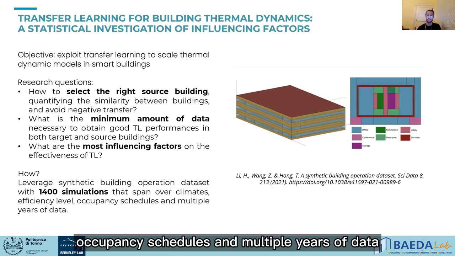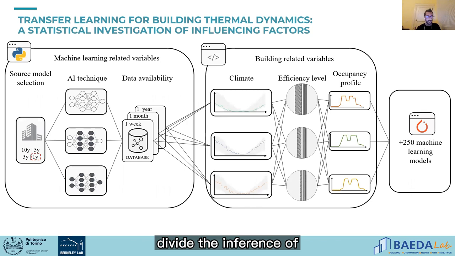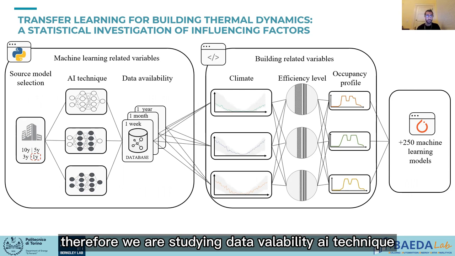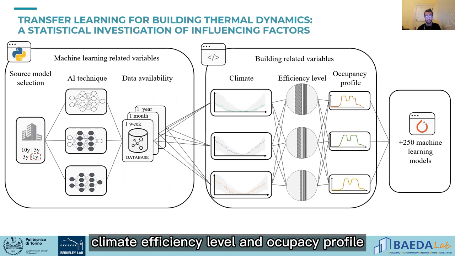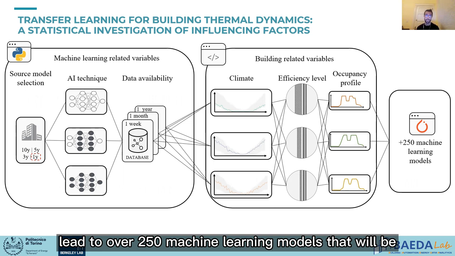We have created a methodology that separates the influence of machine learning related variables and building related variables. Therefore, we are studying data availability, AI technique, climate, efficiency level, and occupancy profile. And all these combinations lead to over 250 machine learning models that will be deeply investigated to assess the importance of each specific feature.